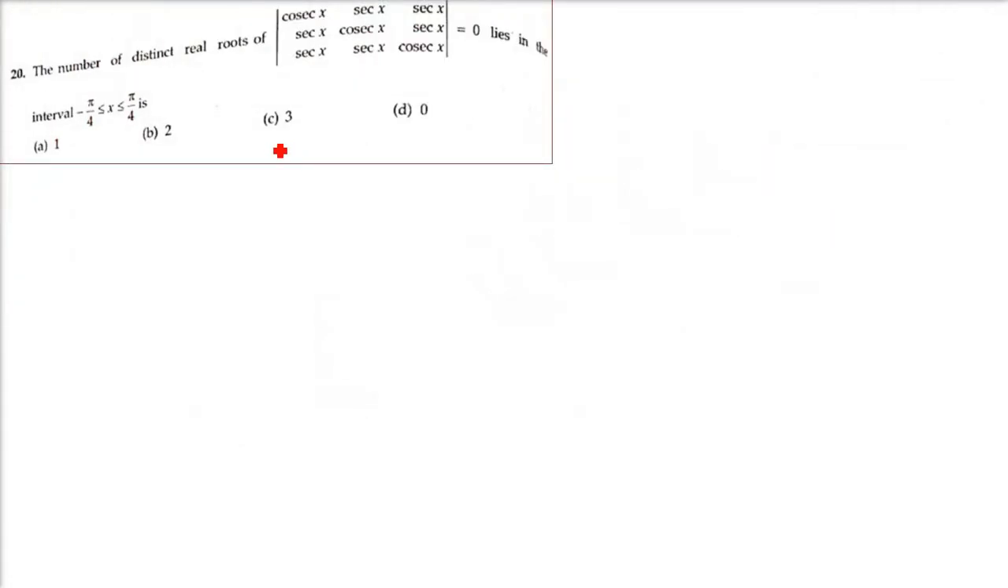The number of distinct real roots of this equal to 0 lies in the interval minus pi by 4 less than or equal to x less than or equal to pi by 4. So, the number of distinct real roots. There are multiple ways to do it. The correct option is the second one, which is B.